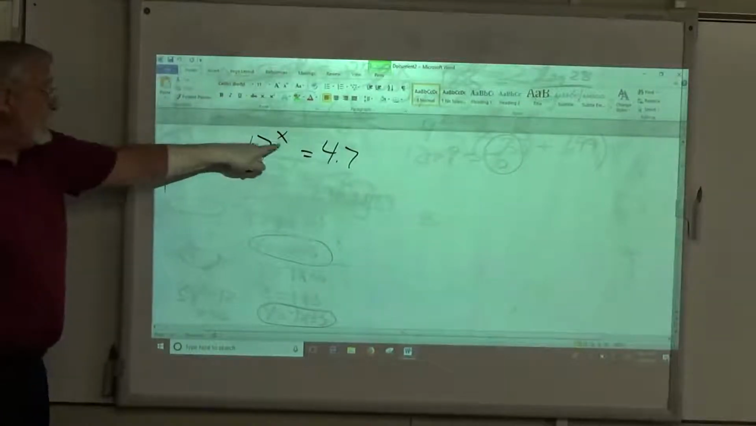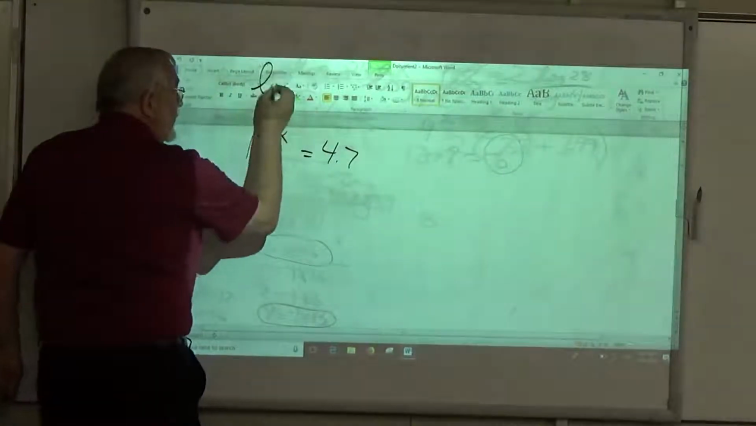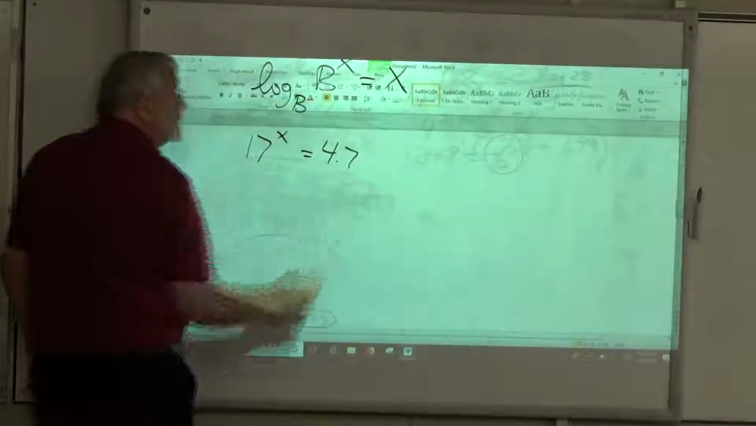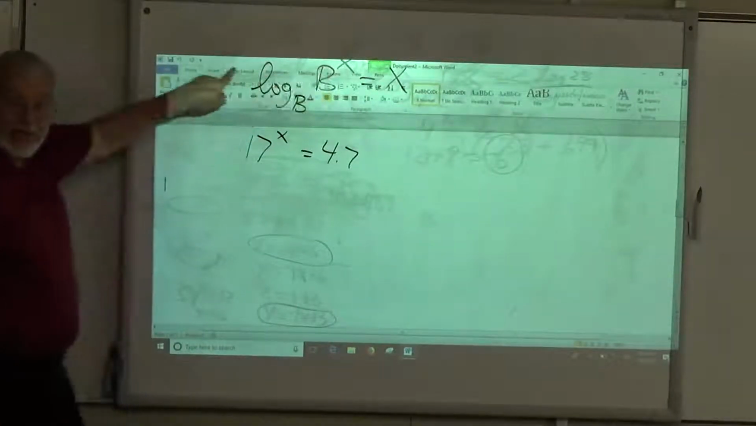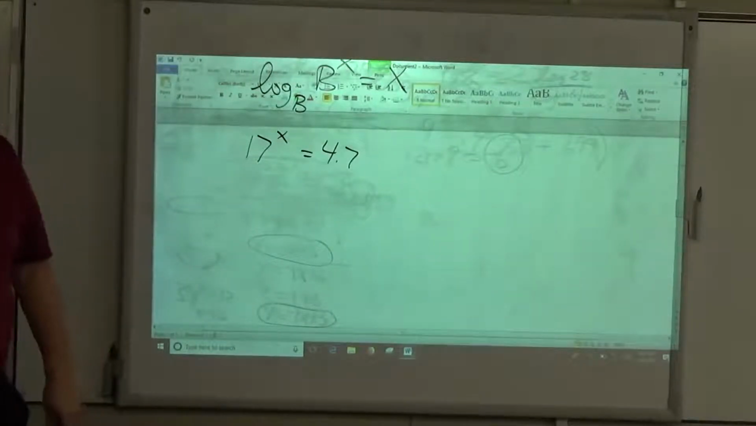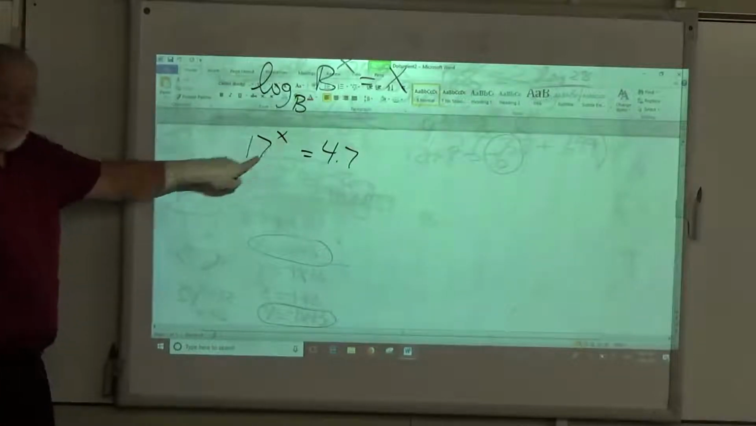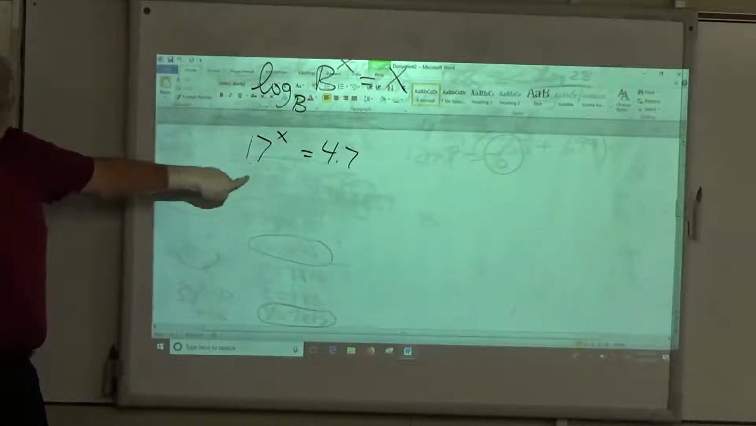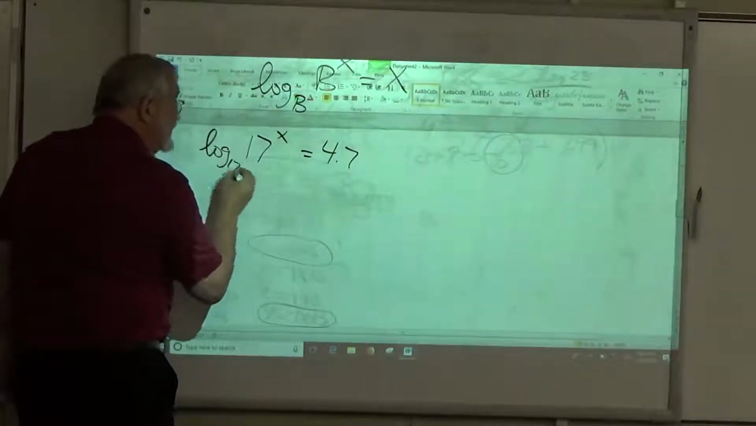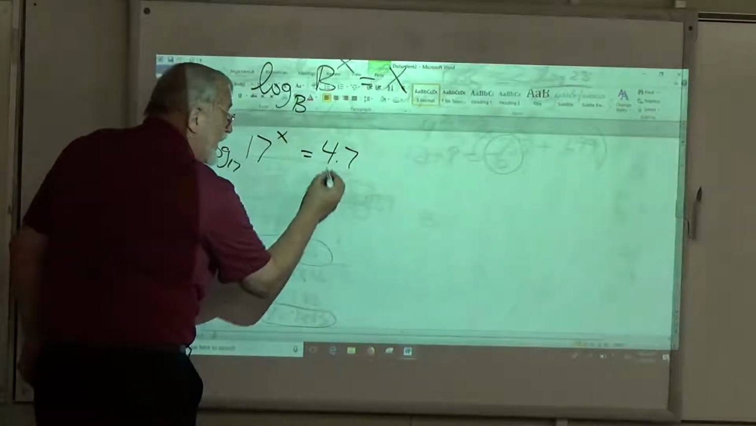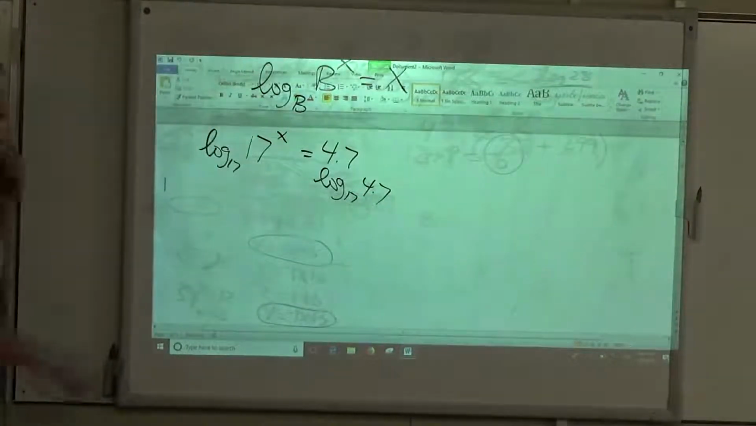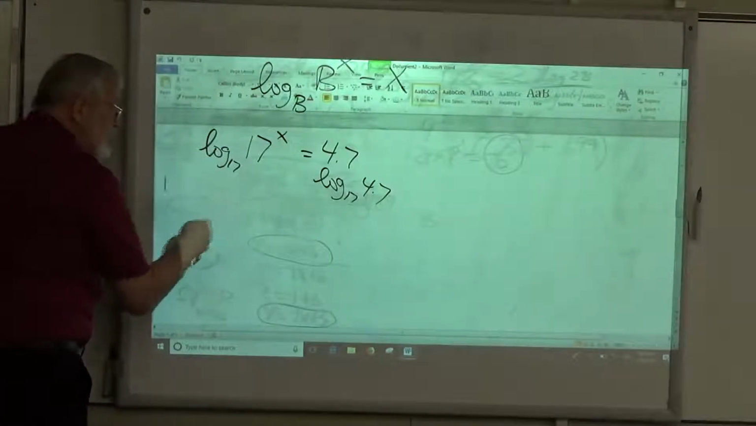In order to be able to get at the x, what I'm looking for is log base b of b to the x equals x, because this power comes out to the front, right? And then log base b of b is 1. So, in order to get to this x, what log base do I need? I need this log base, which is 17. So I'm going to do log base 17 of 4.7. Now, by definition, this is how I get to the x.